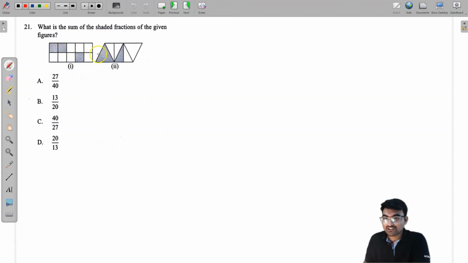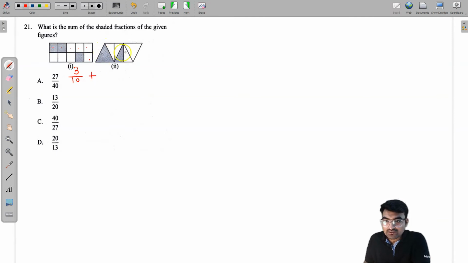What is the sum of the shaded fractions? So how many fraction parts are there? 1, 2, 3, 4, 5; 5 twos are 10. So it's 10. Upon 10, how many are shaded? 3 upon 10, plus how many parts are here?